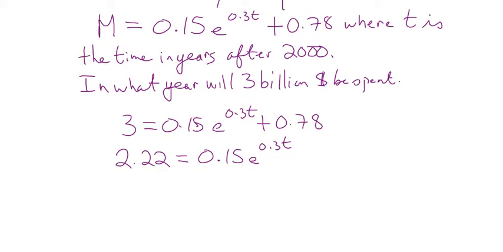Question? In what year would $3 billion be spent? Next time. Okay, divide by 0.15. What's 2.22 divided by 0.15? 14.8. Okay, what's next?